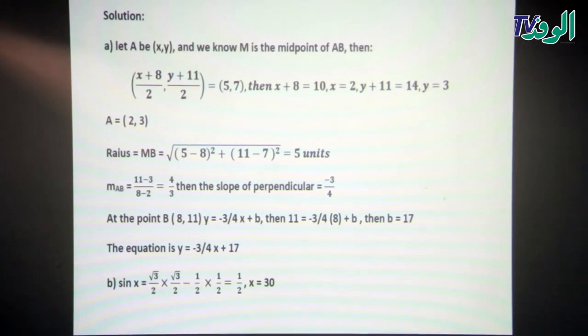هنقول ان let A be X Y and we know that the center M is the midpoint of AB. Then X plus 8, ال X دي بتاعت ال A وال 8 دي بتاعت ال B, over 2, Y plus 11 over 2, دي ال midpoint rule, equals 5 7. Then we have two ordered pairs equal, by comparing X coordinate with X coordinate. Solve it for X هنلاقي ان ال X بقت 2. Y coordinate equals Y coordinate. Then solve it for Y, we can get Y equals 3. Then the coordinates of the point A is 2 3.